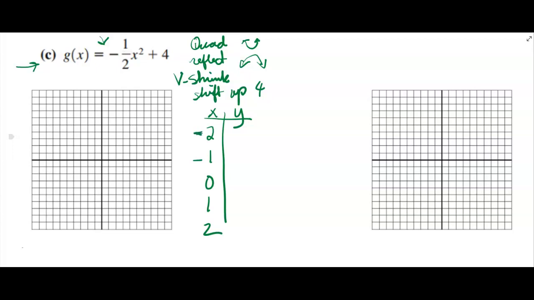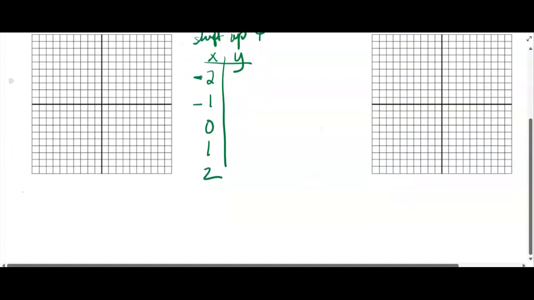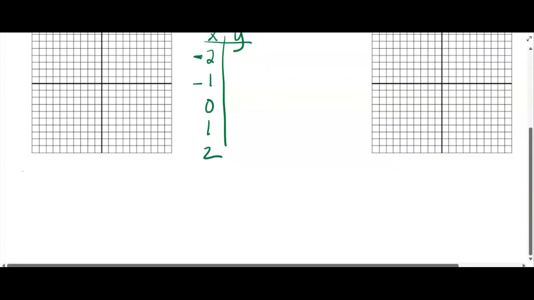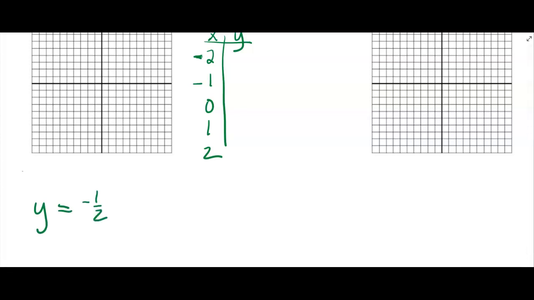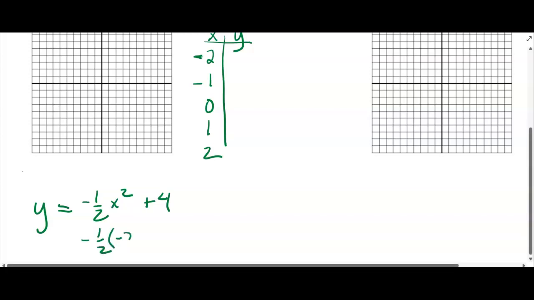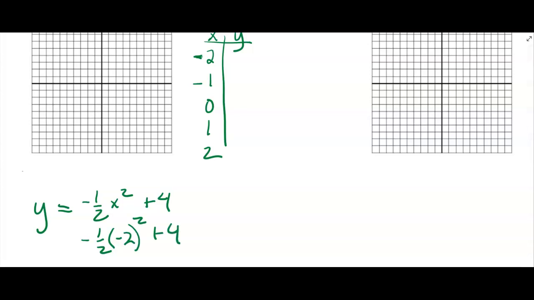Now I'm not writing this out, I'm just talking it. I could write one of them out. I'll write one of them out. So you have y equals -1/2 x squared plus 4. And if I had lots of room and time, I'd write all of them out for you. But if I'm going to put in a -2, so remember I'm expecting the vertex to be at 0, 0. And so I pick 2 to the left and 2 to the right.